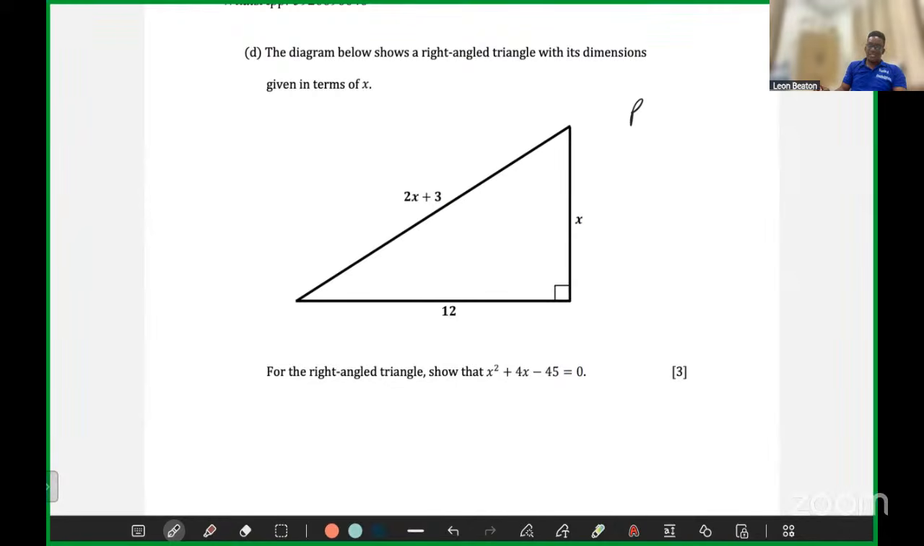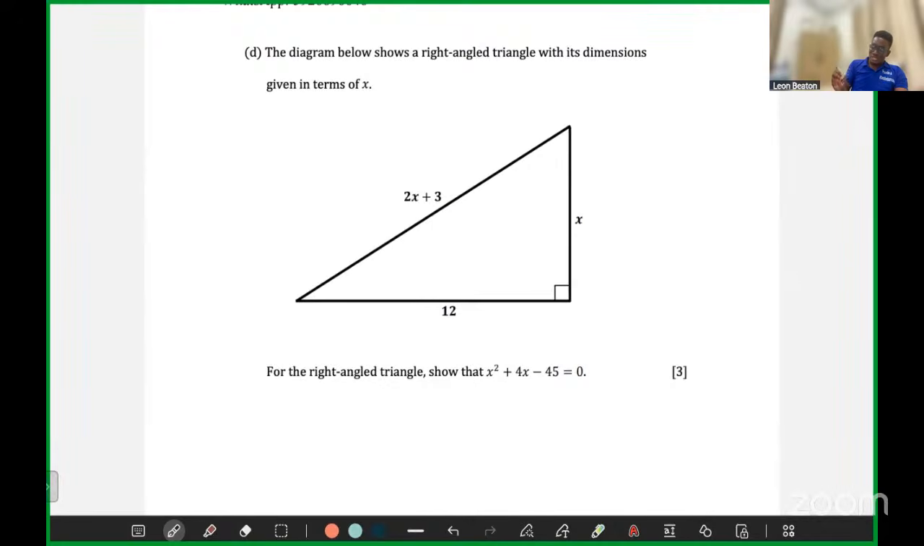So the Pythagoras theorem should always come to your mind. The Pythagoras theorem states the square of the longest side is equal to the sum of the squares of the two remaining sides. Somebody said they don't know how to spell it. All you have to do is sound it out and spell it out.